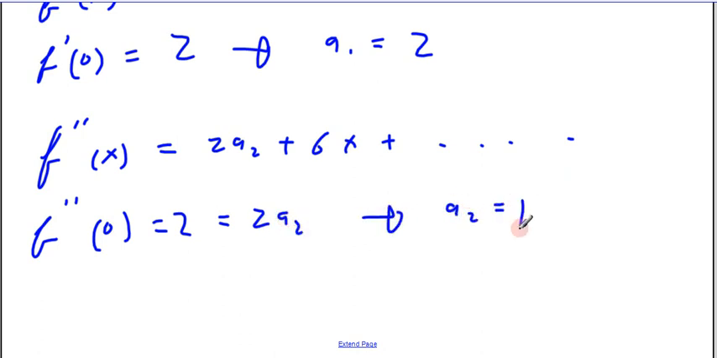which implies that a2 is equal to 1. So when we have initial conditions, we would like them to be at 0, because that tells us what our a0, a1, and a2 might be. And if they're not at 0, then they're totally useless. So if I had an initial condition, f prime at 4 is equal to 7, well, that's not going to do me much good. But if I have initial conditions at 0, they're going to do me a lot of good.